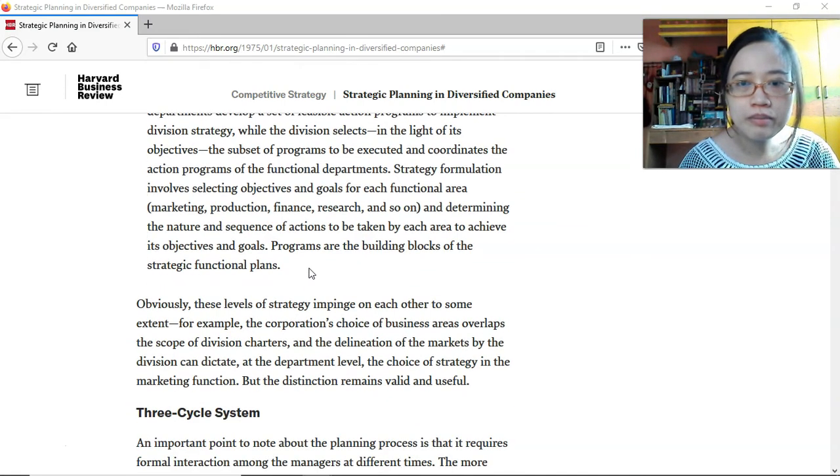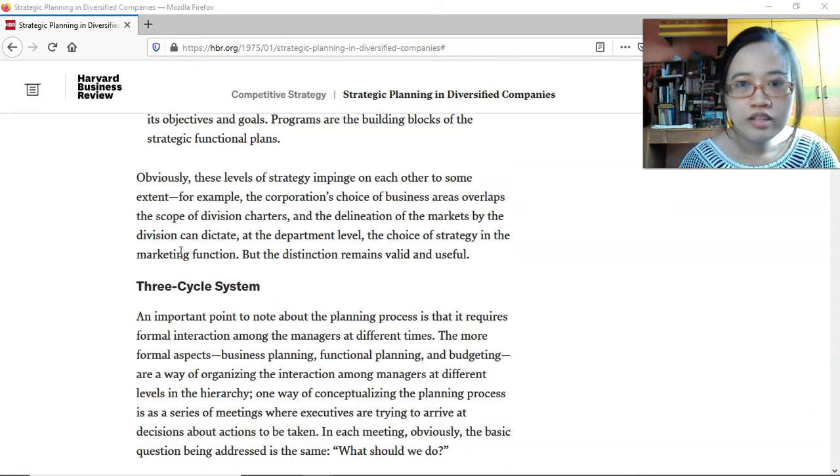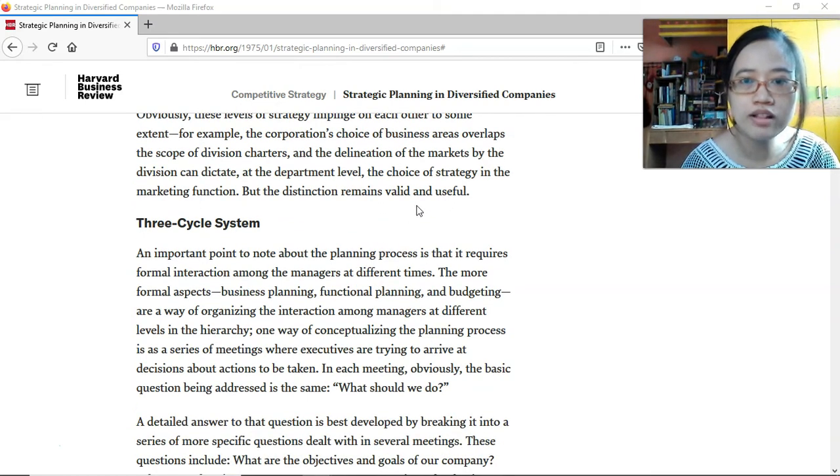Programs are the building blocks of strategic functional plans. Okay? So obviously, these levels of strategy impinge on each other to some extent. For example, the corporation's choice of business areas overlaps the scope of division charters, and the delineation of the markets by the division can dictate at the department level the choice of strategy in the marketing function. But the distinction remains valid and useful.